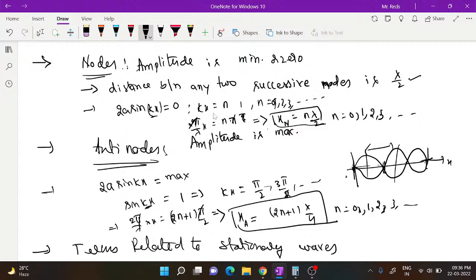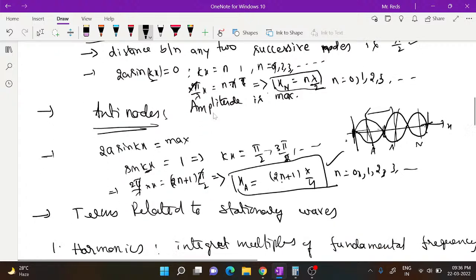That means at lambda by 4, 3 lambda by 4, 5 lambda by 4, at these positions we will get antinodes. N equal to 0 gives 2 into 0 plus 1, so lambda by 4. N equal to 1 gives 2 plus 1, 3 lambda by 4. N equal to 2 gives 2 into 2, 4, 4 plus 1, 5 lambda by 4. Like that, odd multiples of lambda by 4 will be the positions of antinodes in case of stationary waves.